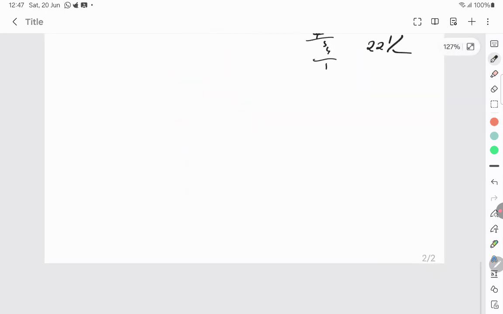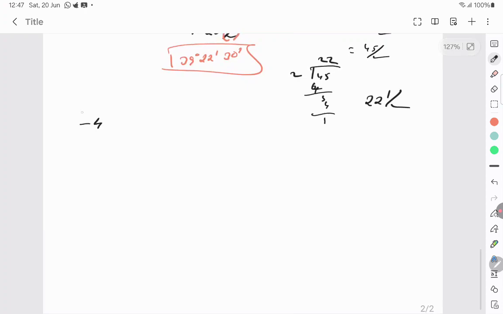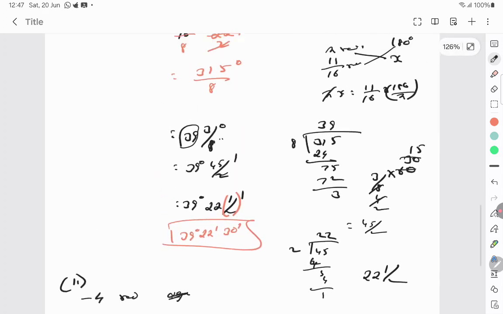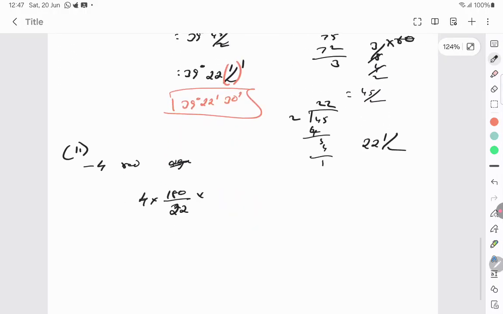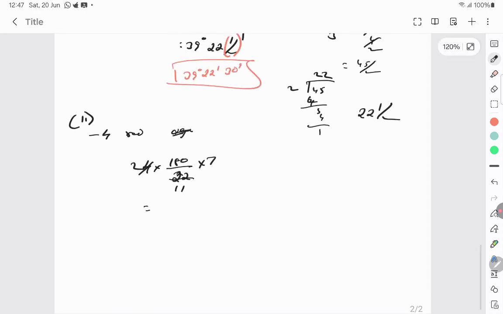So let's go to the next sum. Next question is minus 4, and it's converting from radian to degree. You know it's 180. We ignore the 4 and write it as 180 by pi instead of pi by 180, and that's what I told you in the last sum also. It's 180 by pi, and pi should be written as 22 by 7. So this is 2, this is 11. Just multiply this and write whatever the answer is.